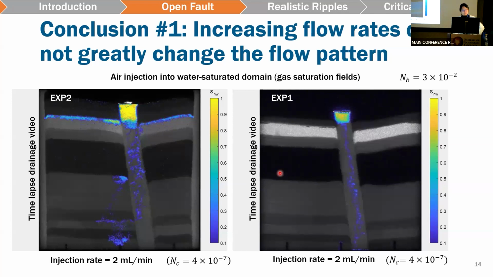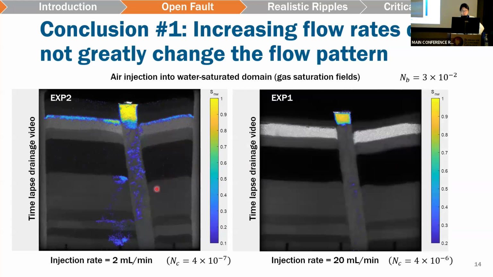And you see it is essentially very similar to the second experiment. And now we increase it to 20 milliliter per minute. So you see still finger-like flow path, backfilling, all very similar. And it fills a lot more in this case because of the closed boundary condition. But otherwise, we see that increasing the flow rate from 0.2 to 20 milliliter per minute, which is a 1,000-fold increase, in fact, does not greatly change the overall flow pattern.